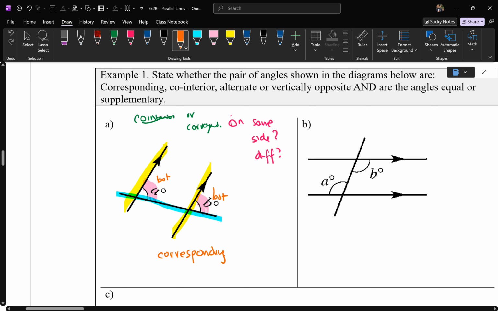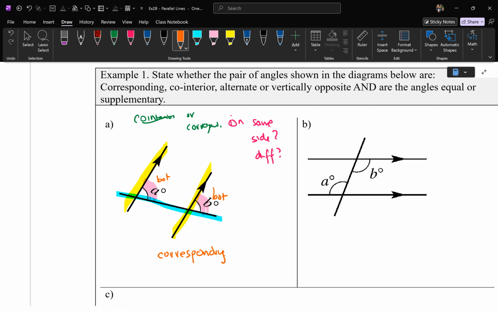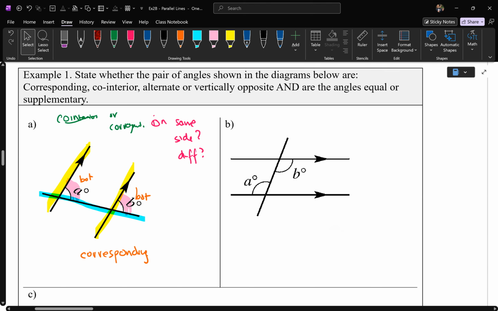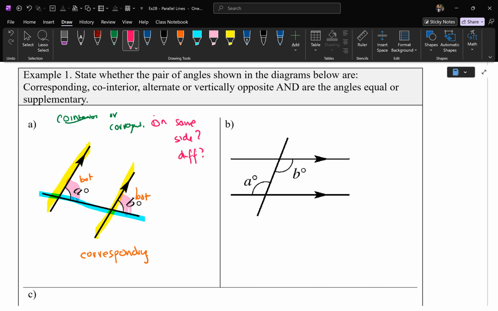So you narrow your options from four down to two just simply by asking, are the angles on the same side or not? Okay? Copy that down. Let's have a look at B. Let's ask the same question again. Are the two angles A and B in example B on the same side of the transversal line or not? Fraser? No.